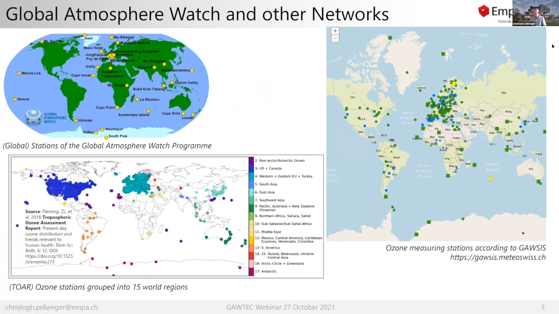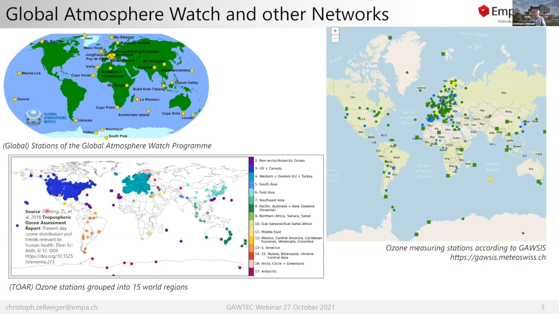When you look here on the right side, this is just from the GAWTEC station information system: surface ozone measurements. Unfortunately, it's not very up to date because the data exchange between the data center and GAWTEC at the moment is not really working, but it gives an overview, and you see that the measurements are not evenly distributed. We have many measurements in Europe.